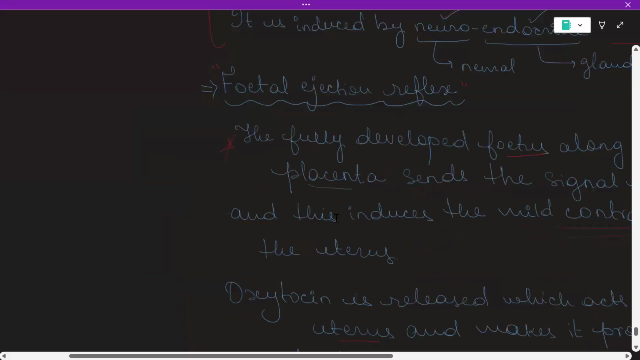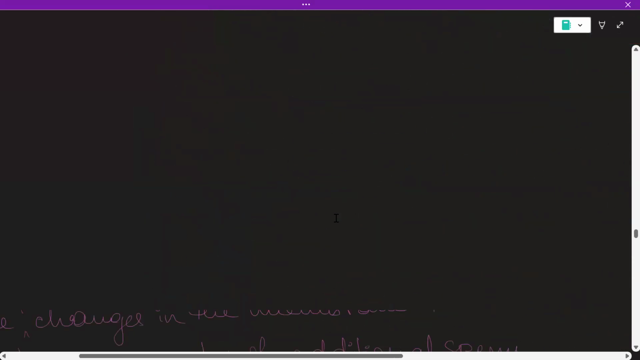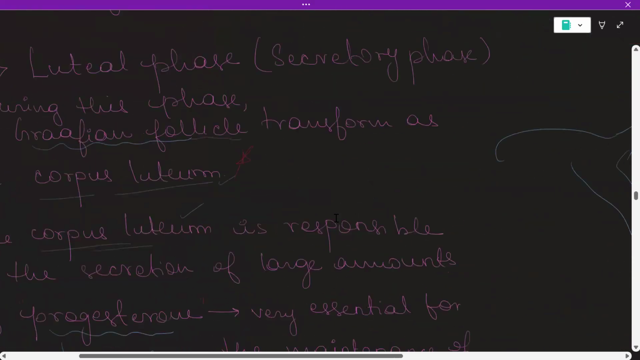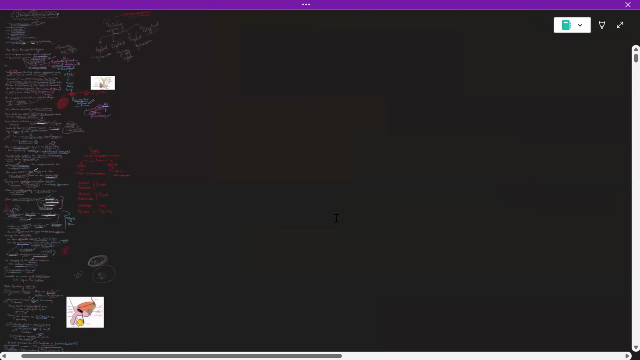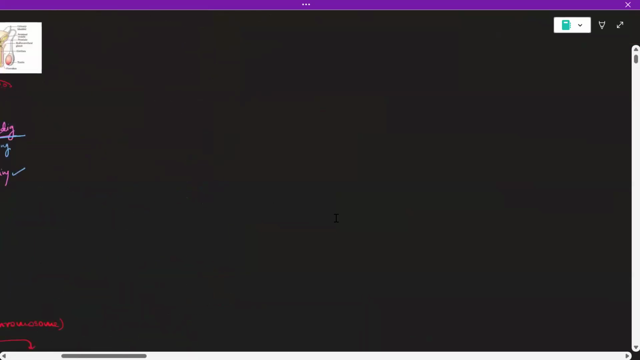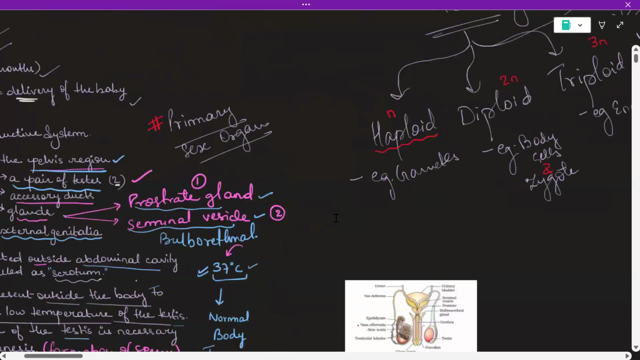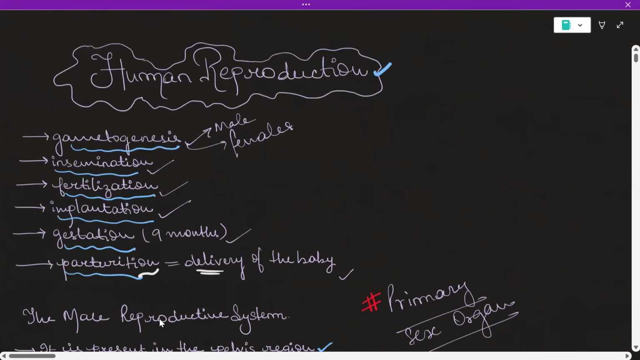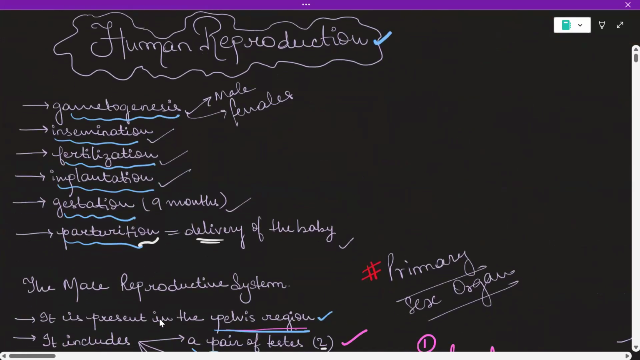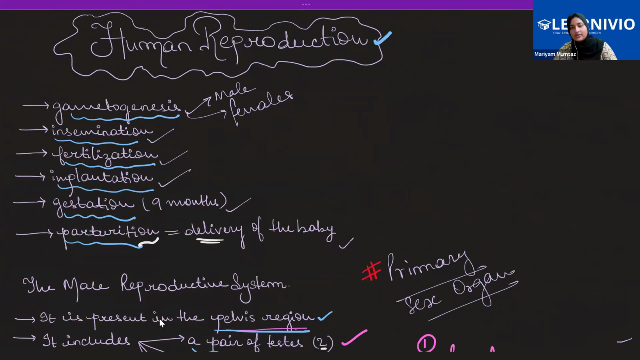So now we're going to begin with the second chapter, human reproduction. Now again, this chapter contains every single thing as far as human reproduction is concerned. We're going to see the pre-fertilization stages, the fertilization stages, and ultimately the post-fertilization stages. So when we talk about human reproduction, obviously Homo sapiens are involved in this.